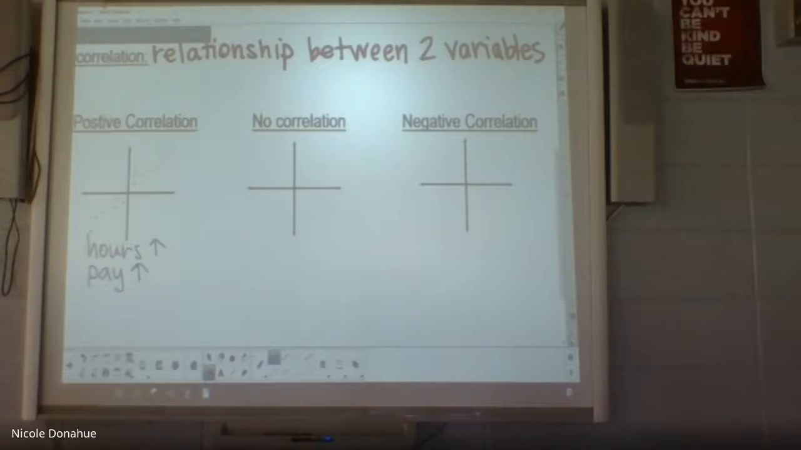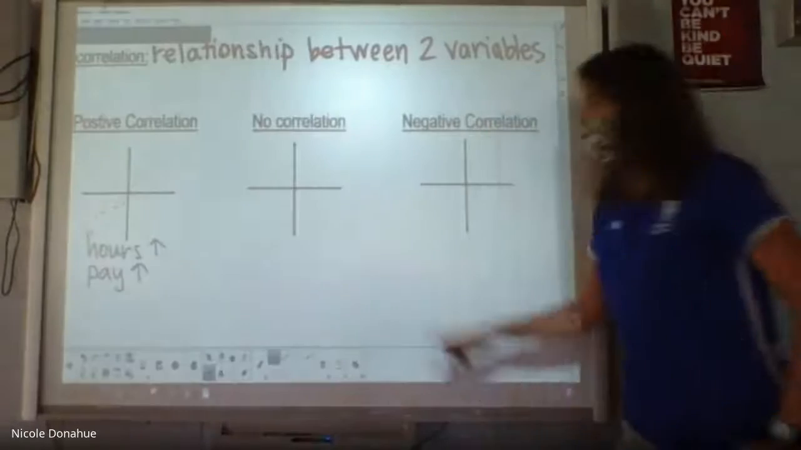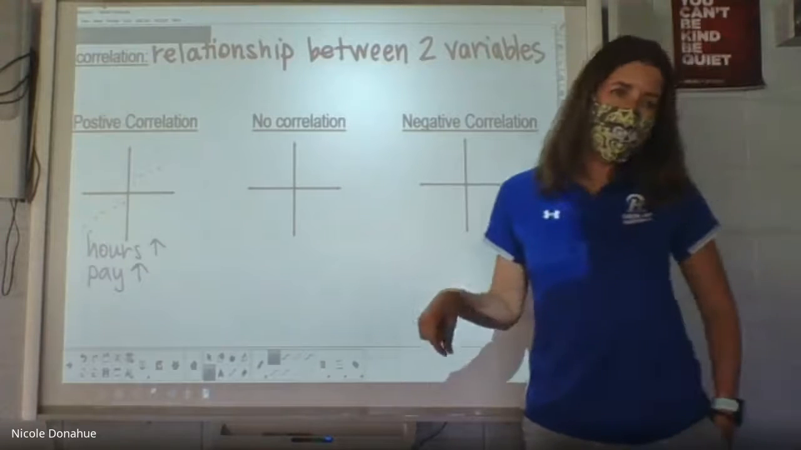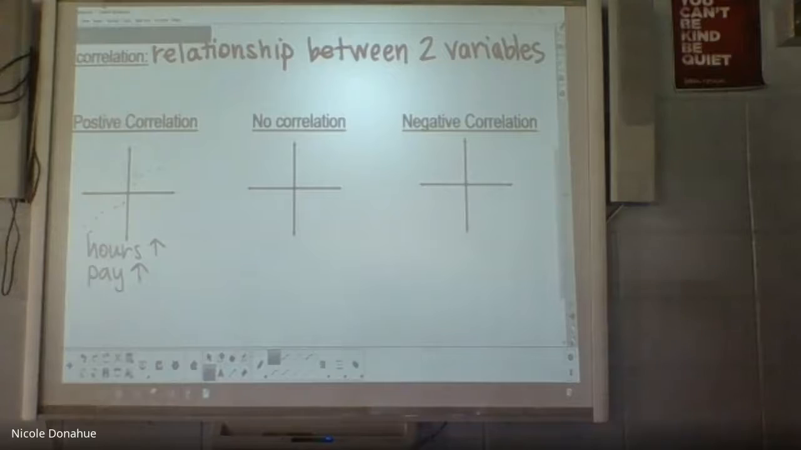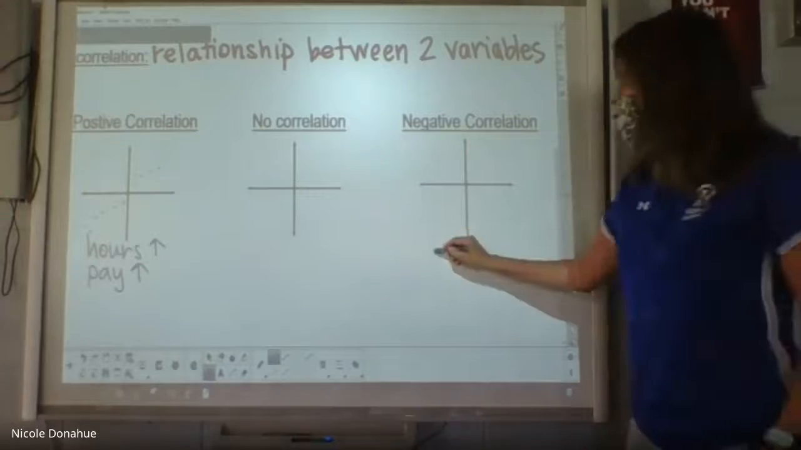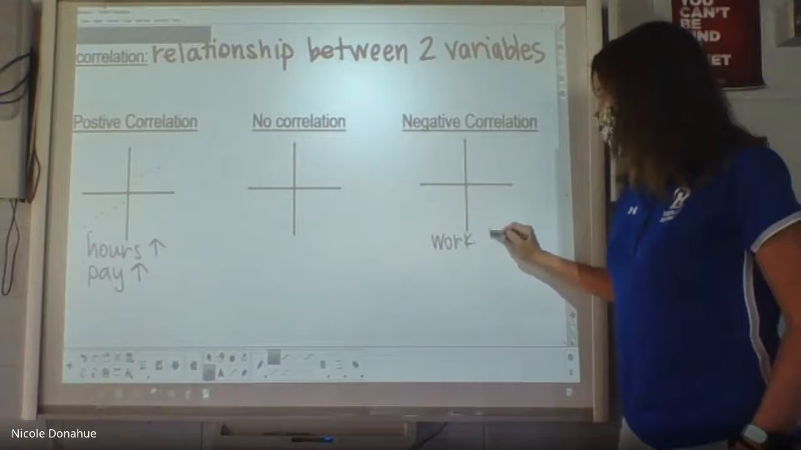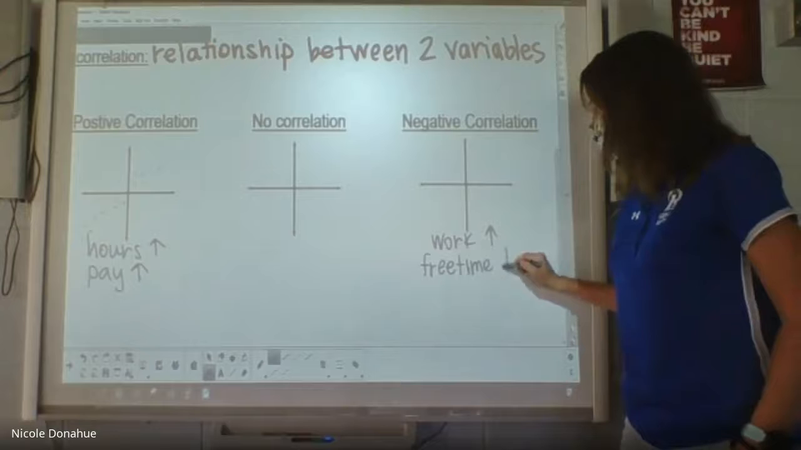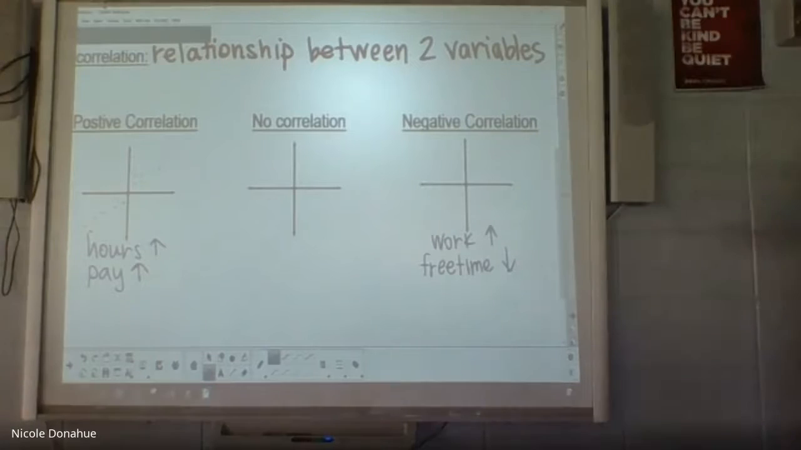Now, obviously with hours, negative hours don't really happen, so we might not need the whole graph, but the idea is there. Then negative correlation, let's talk about that job. The more hours you work, maybe you get less sleep. Maybe you have less time to do other things. So if you're working more, or maybe we'll even say working more, free time is less. So the more you work, the less free time you have.